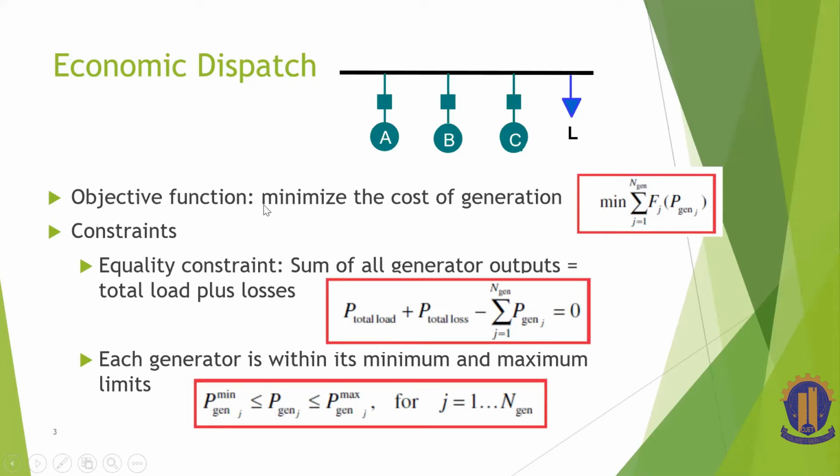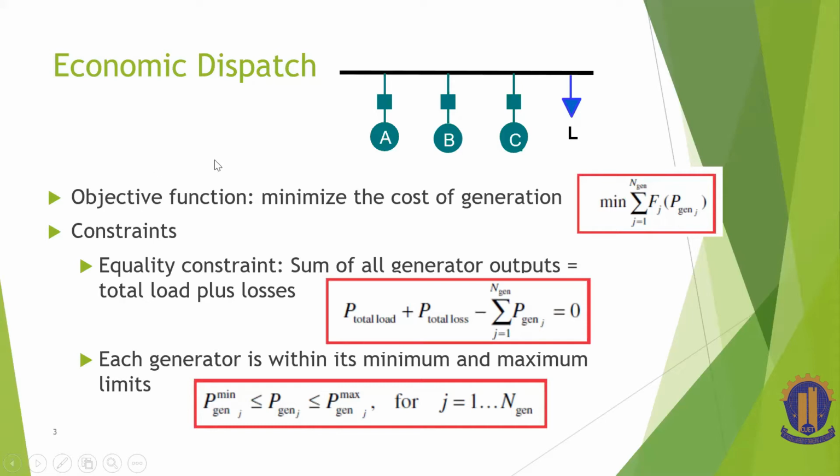So the objective function is nothing but cost minimization. We can see it in this way: minimize the sum over J of the cost function of P generation. J is the index for generation and N generator is the total number of generators in the system. So we have to minimize the cost.